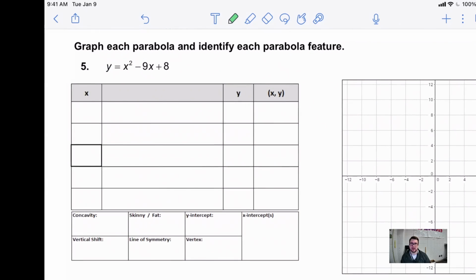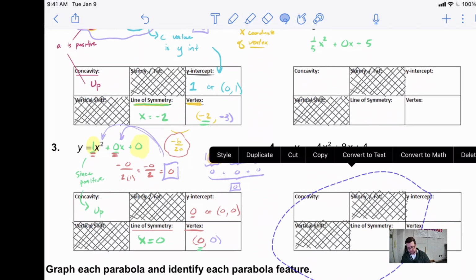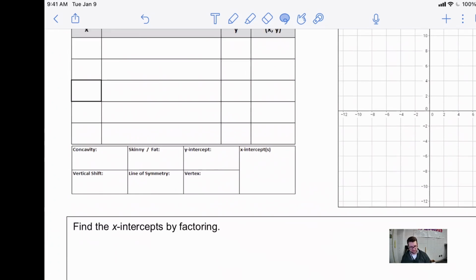So looking at problem number 5 over here, we are being asked to graph each of the parabolas and to identify each of those parabola features. I'm going to grab this because, again, wherever you see skinny, fat, vertical shift, I want you to just cross it out because we're not going to be doing that today. We'll focus on that tomorrow.